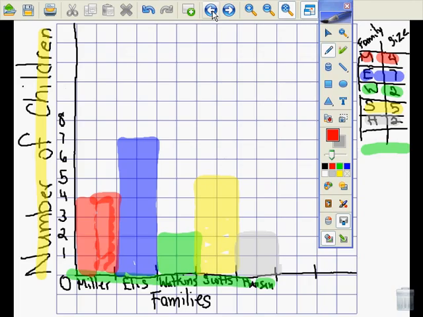Now, if we want to go for the mode, I'm going to stay on this one for a second. The mode is simply the one that shows up the most. So 4 only shows up once. 7 only shows up once. 2, however, shows up twice, and 5 only shows up once. So our mode ends up being 2 because 2 shows up the most.